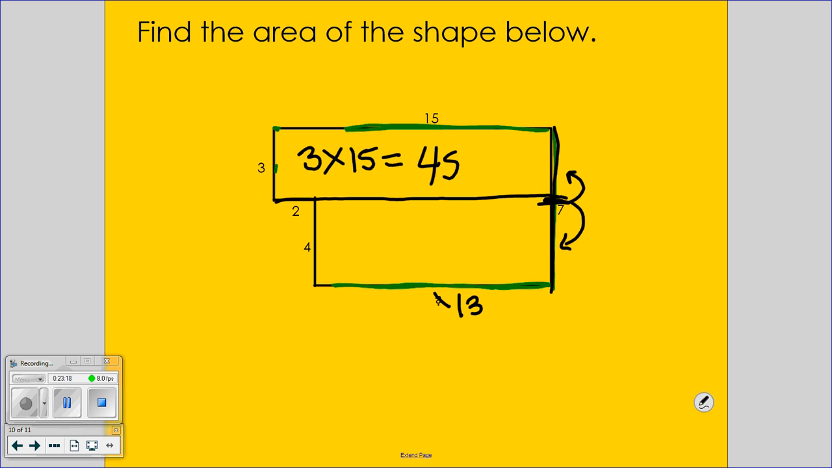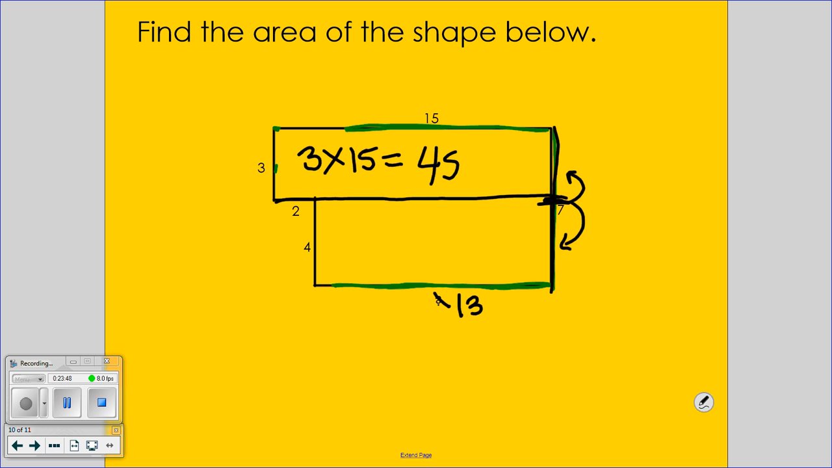Is the total area going to be 45? No. I still have that whole bottom rectangle to deal with. What could be the dimensions of my bottom rectangle? Cover up your top one. I got a 4. I still have that 7. I have a 13. What are my dimensions of my bottom rectangle?